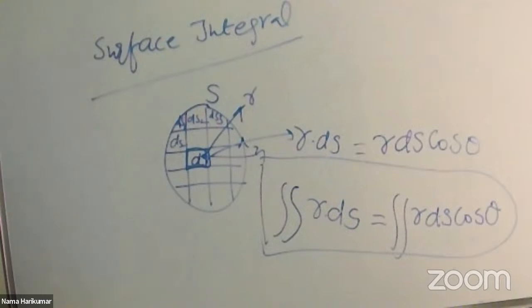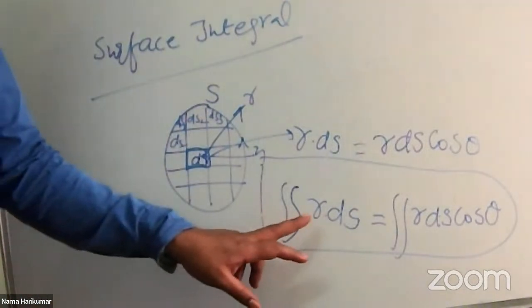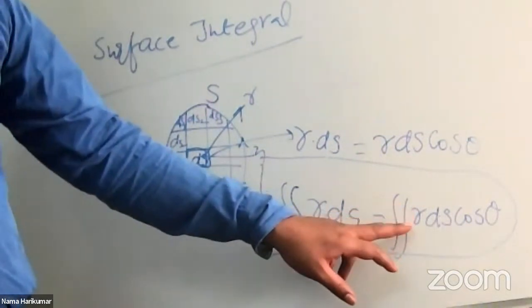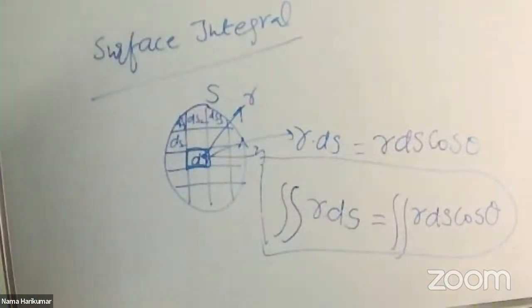Then the integral over the surface value is the double integration of r dot ds, which is equal to the double integration of r ds cos theta. Yes, cos theta. Is completed.